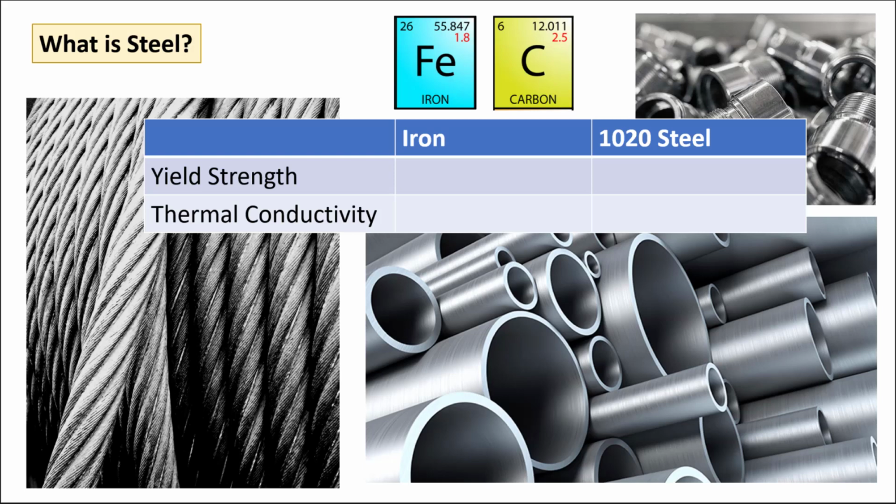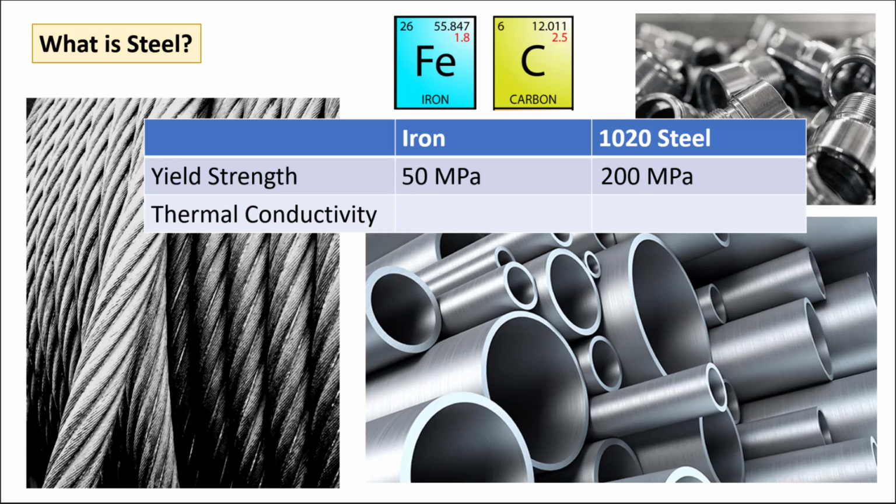The yield strength of pure iron is 50 megapascals, and the yield strength of 1020 steel, which is mainly just pure iron and carbon, is 200 megapascals. That's quite an increase in strength. How is it possible by only adding 0.2% carbon? That's such a small amount.